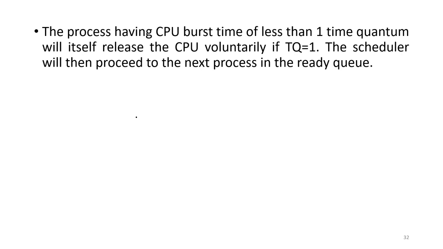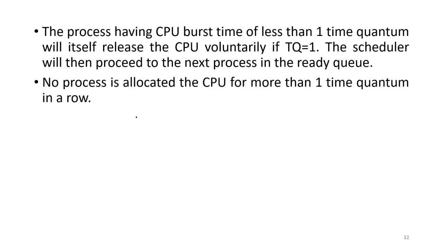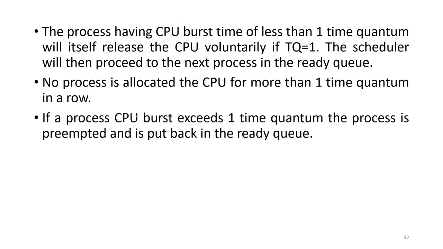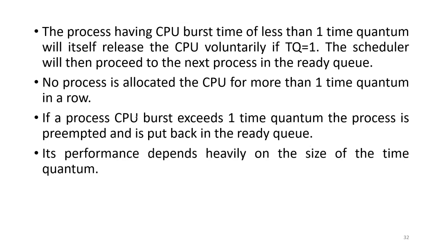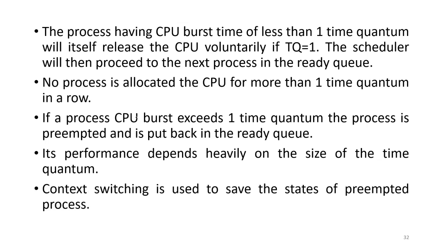A process having a CPU burst time of less than one time quantum will itself release the CPU voluntarily, and the scheduler will then proceed to the next process in the ready queue. In the implementation of a round robin scheduling algorithm, no process is allocated the CPU for more than one time quantum in a row. If a process's CPU burst exceeds one time quantum, the process is preempted and is put back in the ready queue. Performance of round robin scheduling algorithm depends heavily on the size of the time quantum, that is time slice. And in round robin scheduling algorithm, context switching is used to save the states of preempted processes.